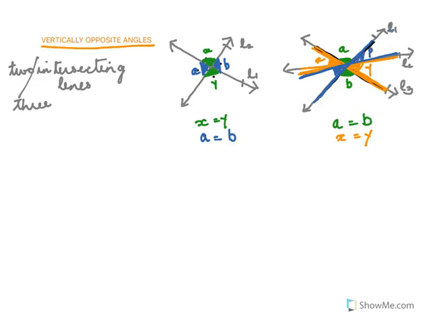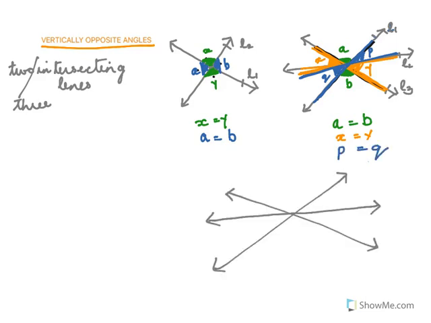So I will mark this as P and Q. So here P and Q are also vertically opposite angles. So P equal to Q.